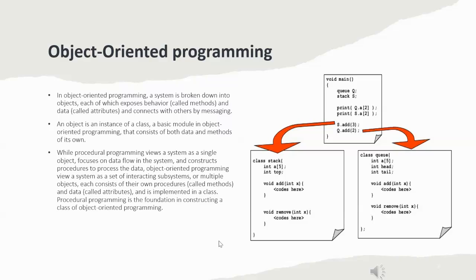object-oriented programming views a system as a set of interacting subsystems, or multiple objects. Each consists of their own procedures called methods and data called attributes, and is implemented in a class. Procedural programming is a foundation in constructing a class of object-oriented programming. Languages that support object-oriented programming include Smalltalk, C++, Java, C#, Python, etc.